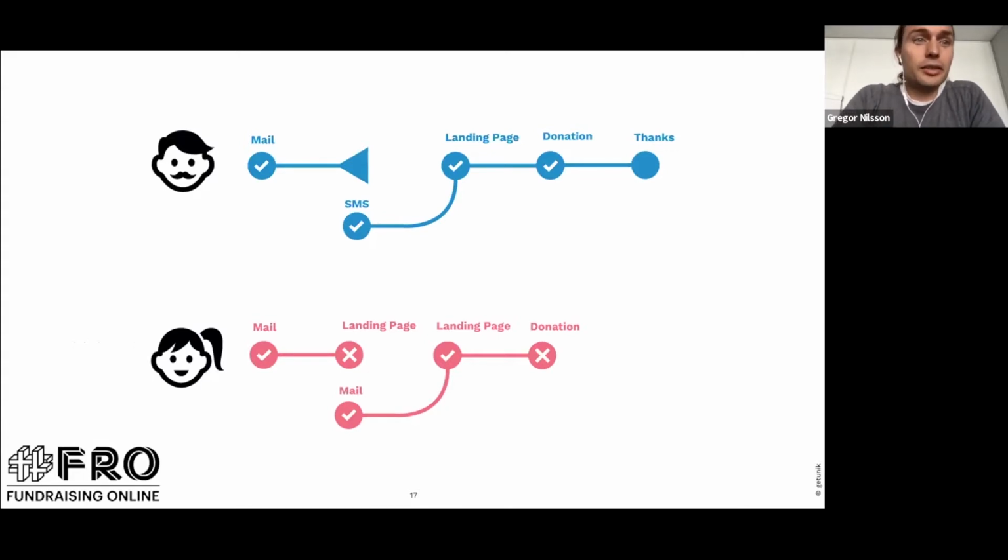So in the end, coming from journeys to automation, that is actually what we need to have. We have different persons, and different persons have different paths, different touch points, different contents, different devices, different timings, and so on and so on and so on. So we need to be able to automate these journeys.